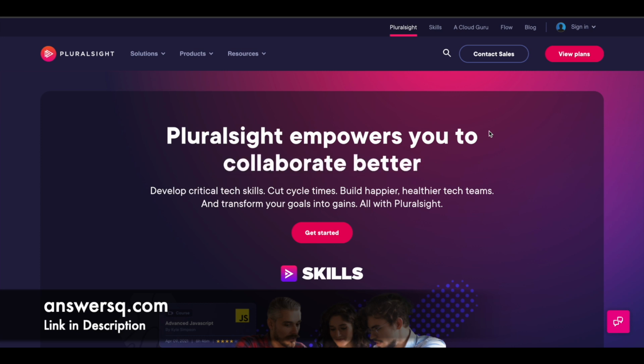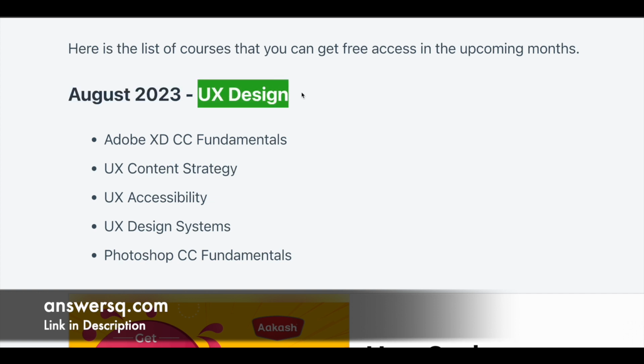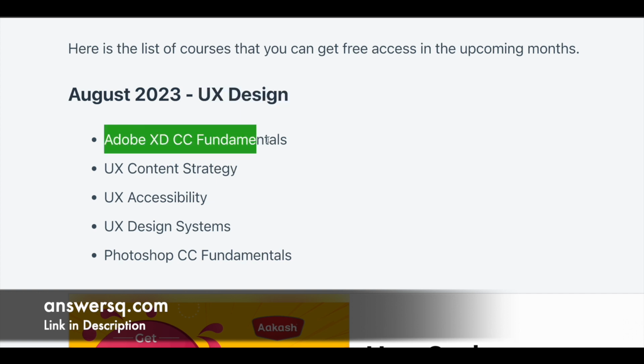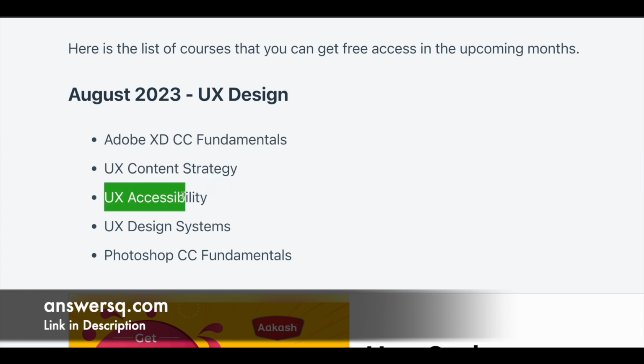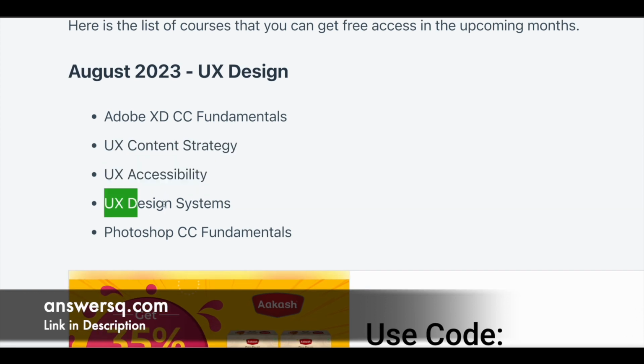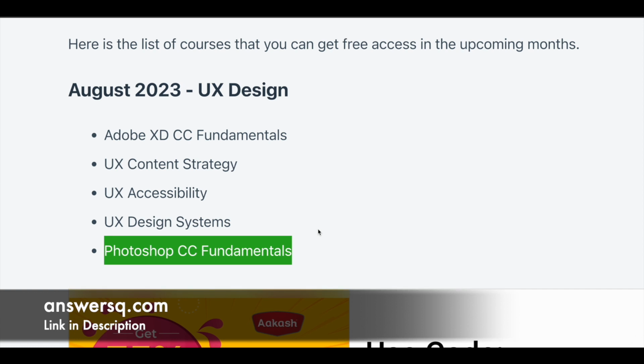First, let me tell you what are those 5 courses regarding UX design which Pluralsight has made free for this particular month, that is August 2023. So these are the 5 courses. The first one is Adobe XD CC Fundamentals, and the next one is UX Content Strategy, and the third course is UX Accessibility, and the fourth one in the list is UX Design Systems, and the fifth one is Photoshop CC Fundamentals.